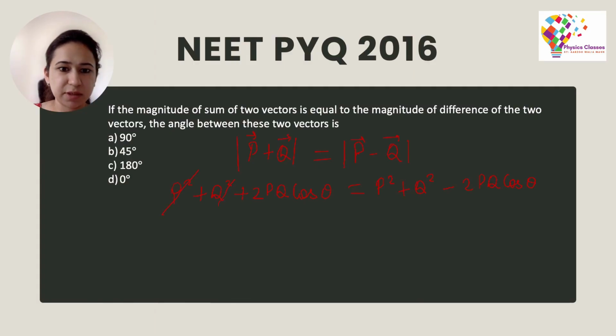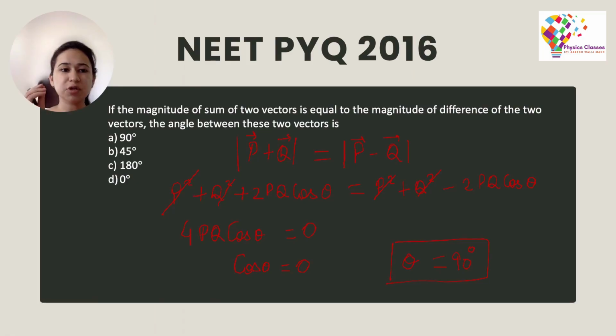Now from here you can see that we can cancel out the P square Q square on both the sides since it's the same. The 2PQ cos theta and 2PQ cos theta add up, so you get 4PQ cos theta equals to 0. So P and Q are two vectors that you're adding, so obviously they cannot be equal to 0. So this simply implies that your cos theta has to be equal to 0. Cos theta equal to 0 means your theta is equal to pi by 2 or 90 degrees. And hence, these two vectors are inclined to each other at 90 degrees.